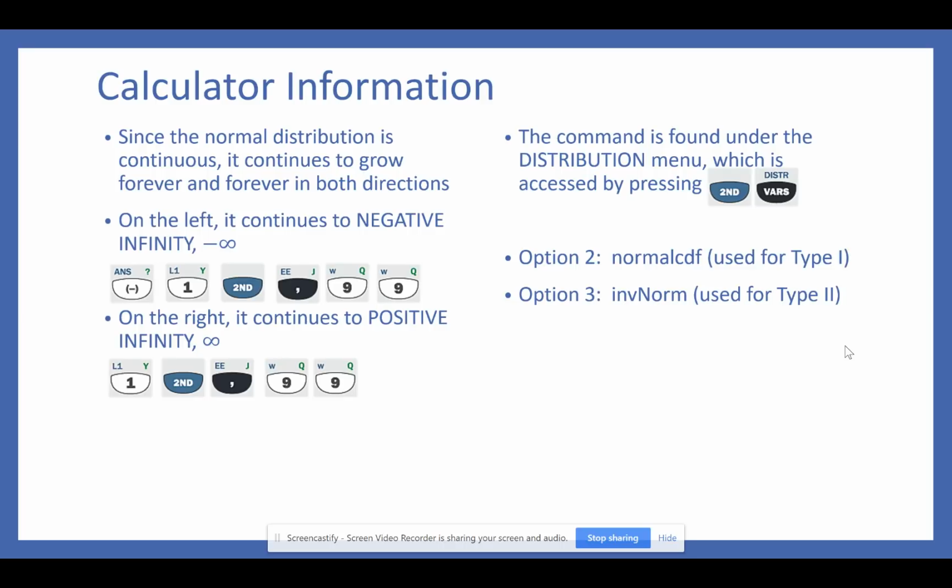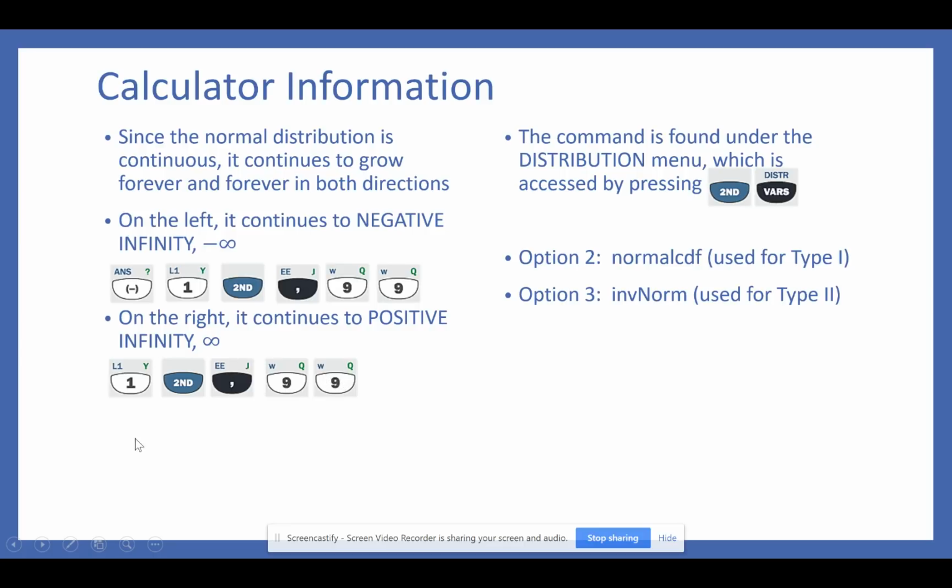Some calculator information just to have for reference. Again, because it's continuous and it goes on forever and ever in both directions, we have to have a way to enter infinity or negative infinity into the calculator. But the calculator doesn't have an infinity button. So we'd have to enter the largest number that we can. And the way we do that is we press the number 1, and then we press the blue second button, followed by the comma, which is going to put a little E on your screen, and then 99.